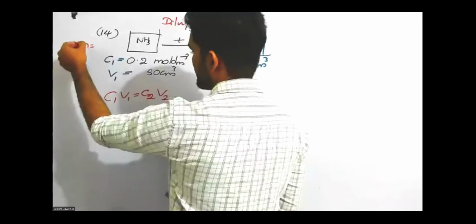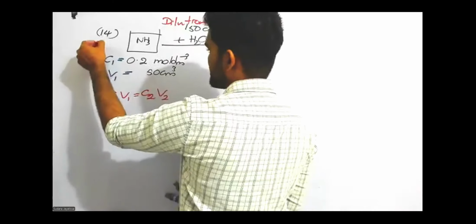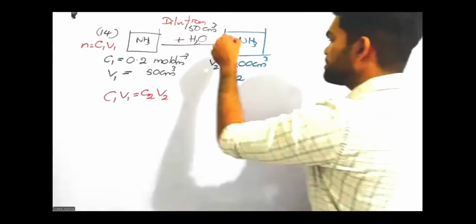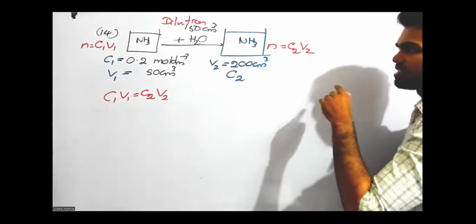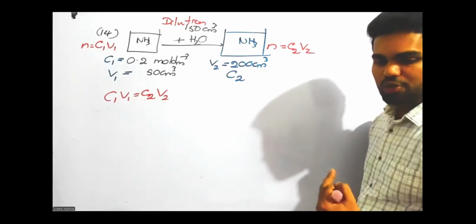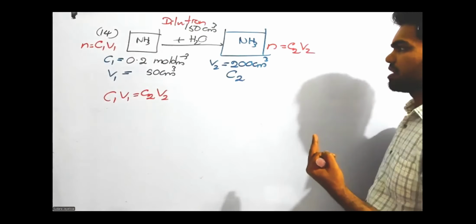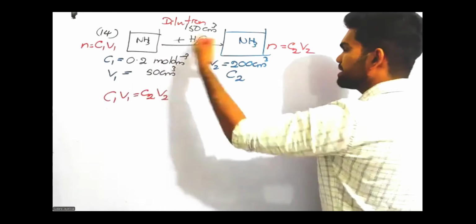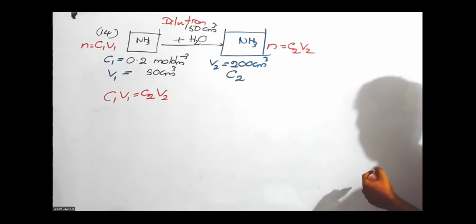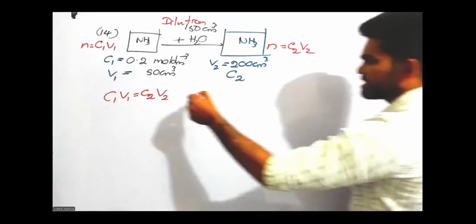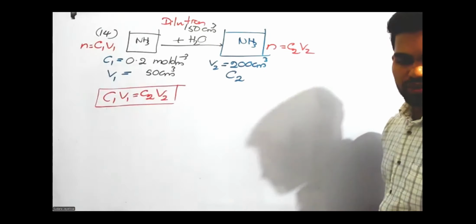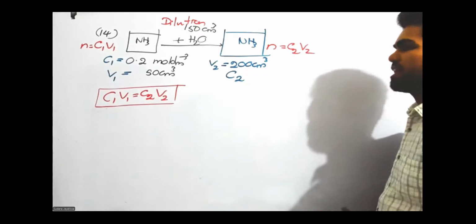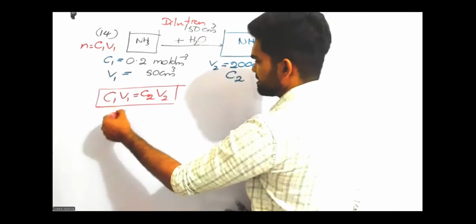Let's say the moles of this solution is C1V1. That same number of moles will be there in this solution, because during dilution moles are constant and only the volume is increased. So the same moles are now in a larger volume. Since these two are equal, you can say C1V1 equals C2V2. Now let's apply it and see the answer.